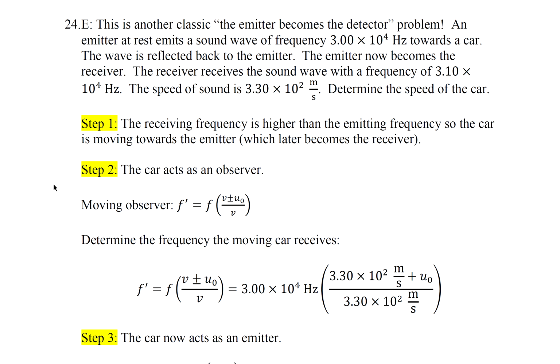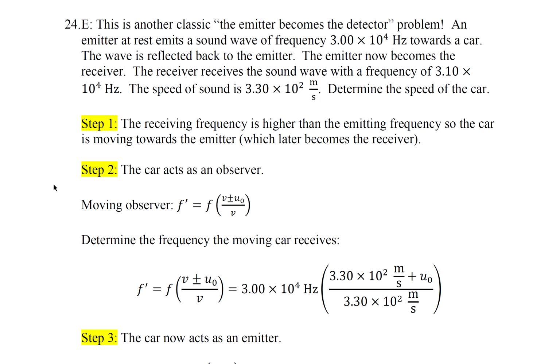Question 24. An emitter at rest emits a sound wave of frequency 3 times 10 to the 4th hertz towards a car. The wave is reflected back to the emitter. The emitter now becomes the receiver. The receiver receives a sound wave at the frequency of 3.1 times 10 to the 4th hertz. Determine the speed of the car.